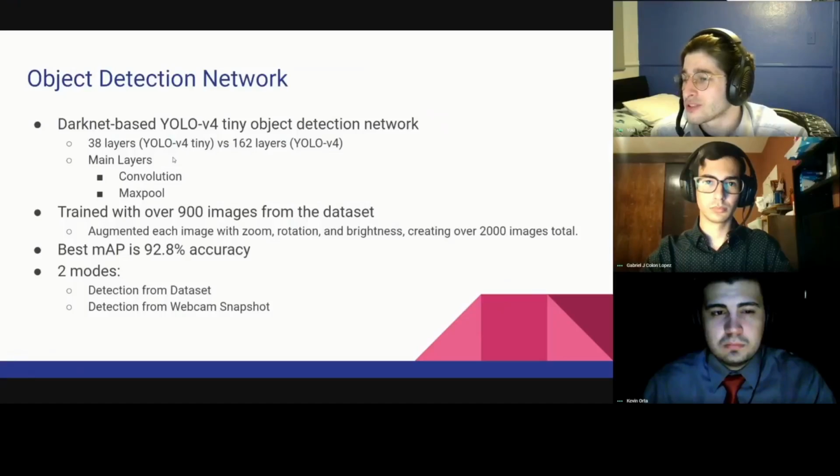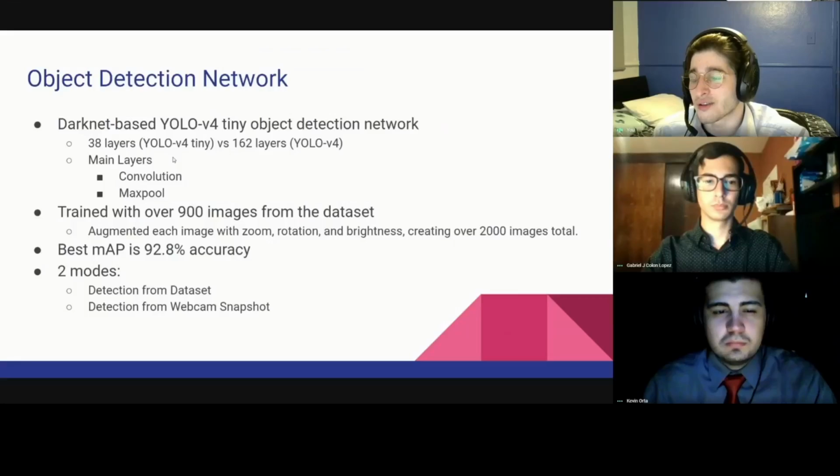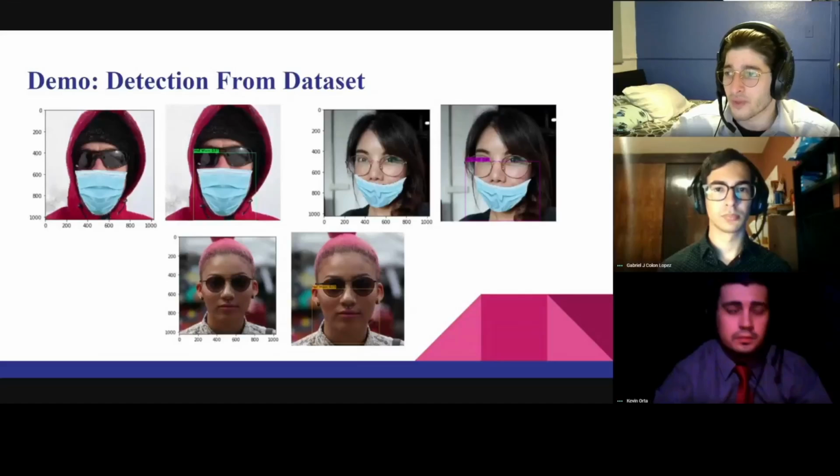For the object detection neural network, we used the YOLOv4-Tiny object detection network, which was trained with over 900 images from the dataset. Its best mean average precision was 92.8% accuracy, and it has two modes of operation, which is detection from dataset and detection from webcam snapshot.